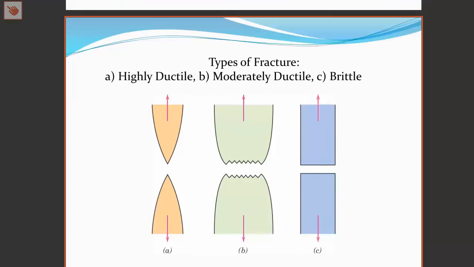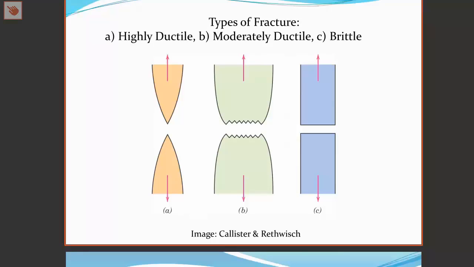The fracture of material can be classified into three main types: a highly ductile fracture, which is characterized by a high amount of elongation of the material before it ruptures. A moderately ductile fracture is one when there is some yielding and plastic deformation and then cracking. And the brittle fracture is a fracture in the material in which there is virtually no ductility and no plastic deformation in the material before it cracks.